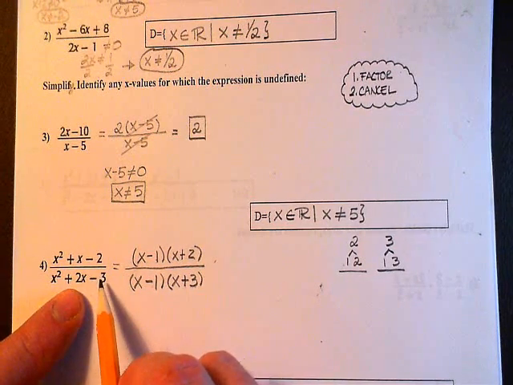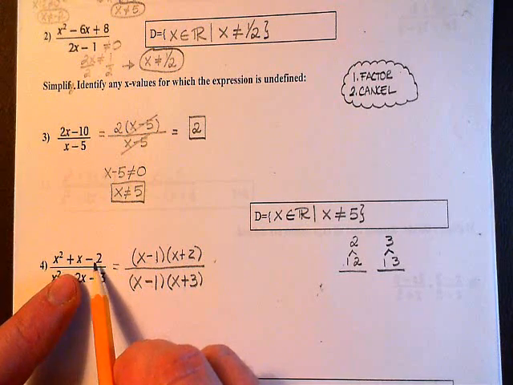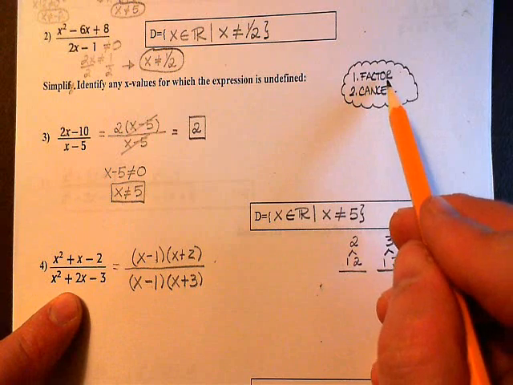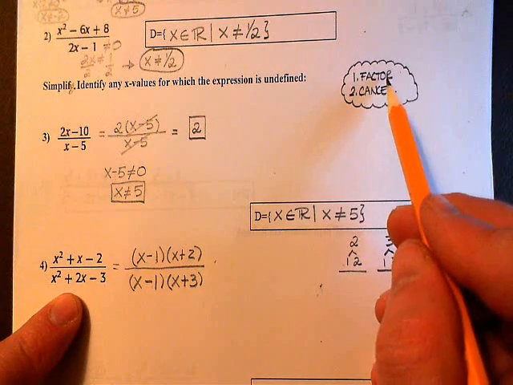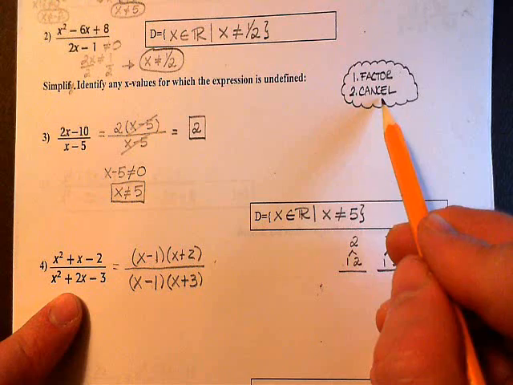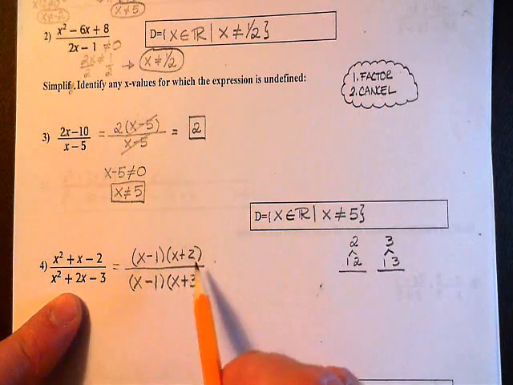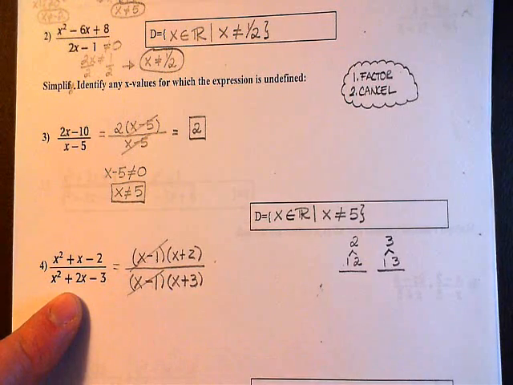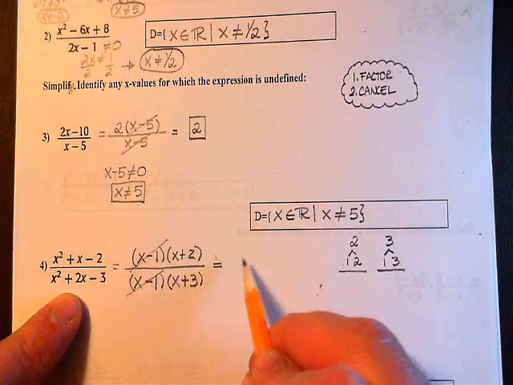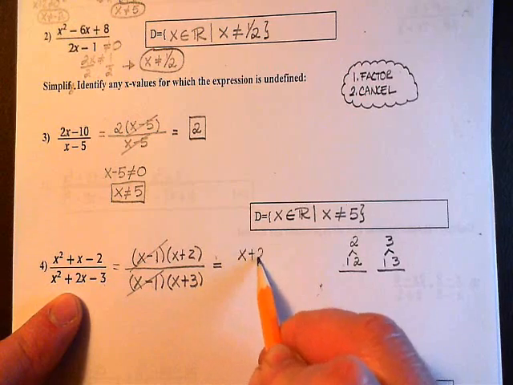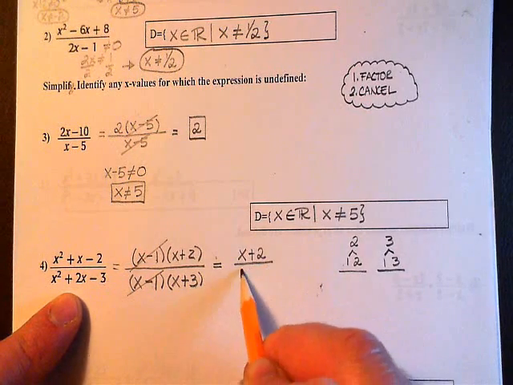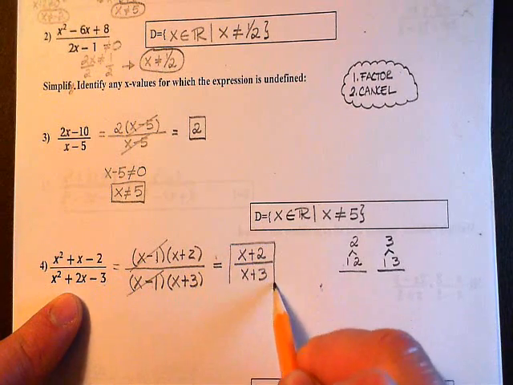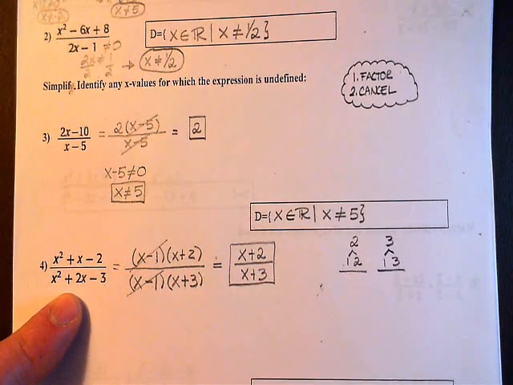So what have I accomplished so far? I factored the top, I factored the bottom. So I accomplished that first objective, which is to factor. Now I'm ready to move to my second objective, which is to cancel. So if I notice here, I can cancel the x minus 1 and the x minus 1. So that means my final answer will be x plus 2 over x plus 3. And that is the answer to this problem.